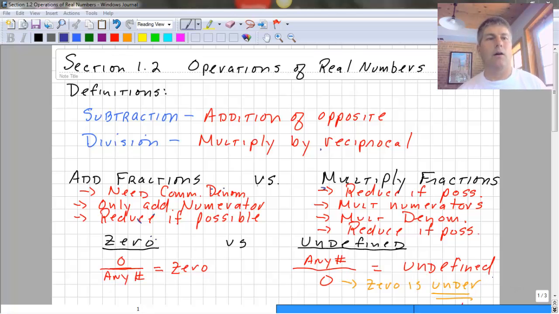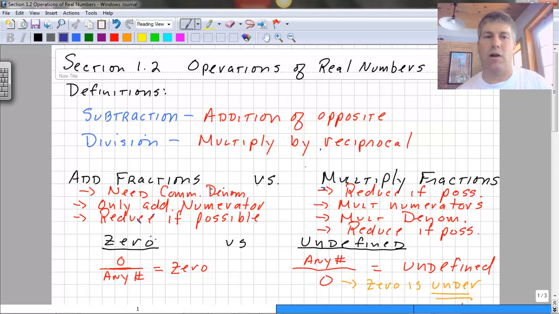Hello again. We are working on section 1.2 now, operations of real numbers. We're going to start again with some definitions, pretty straightforward stuff. Subtraction, as you probably know already, is the addition of the opposite. So anytime we're subtracting, we are adding the opposite of a real number.